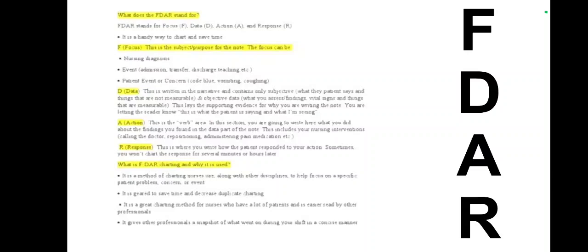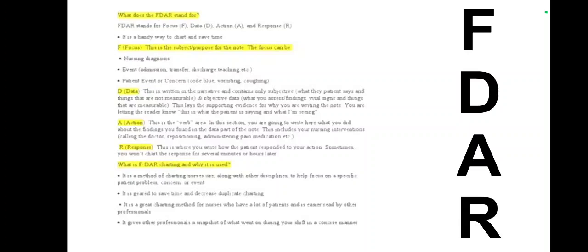We don't usually use nursing diagnosis, not because most of the nurses are not comfortable using nursing diagnosis, but ideally it can be used, or it can be replaced with the problem or nursing diagnosis of the patient. So FDAR stands for focus, data, action, and response. So focus is the subject or purpose of the note. The focus can be a nursing diagnosis, an event, or a patient event or concern. So for example, admission, transfer, discharge, stitching. We have also code blue, vomiting, coughing, or any problem of the patient that you wish to address.